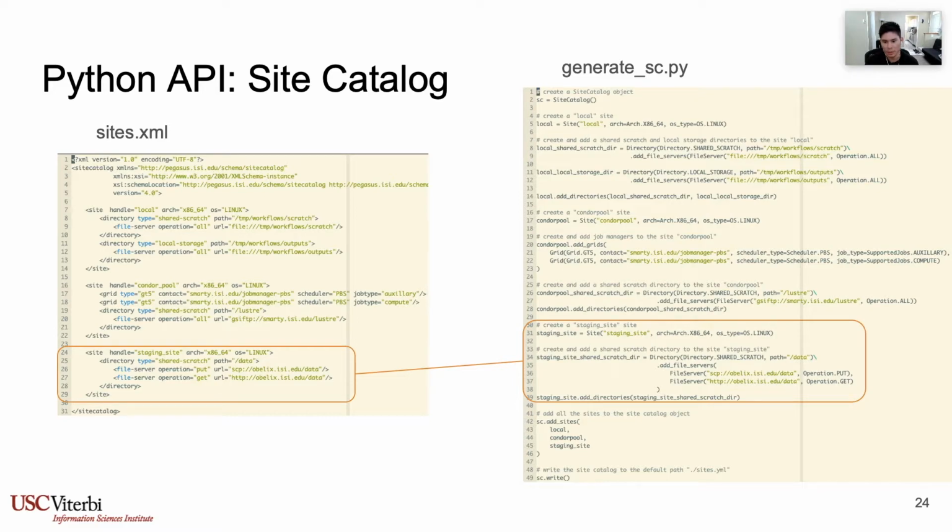And then lastly, we add the staging site. So we create this in the same way that we did the sites above. Then finally, at the end, we'll need to add all the sites that we've created to our site catalog object, which we do with sc.add sites, and we pass in a comma separated list of the sites. Now, after you create each site, you can call sc.add sites and pass in the one site there, or you can add them all at the end. So that's up to you. Then finally, at the end, you will call sc.write, and that will write the YAML representation of this site catalog. By default, this will go to current working directory / sites.yml.